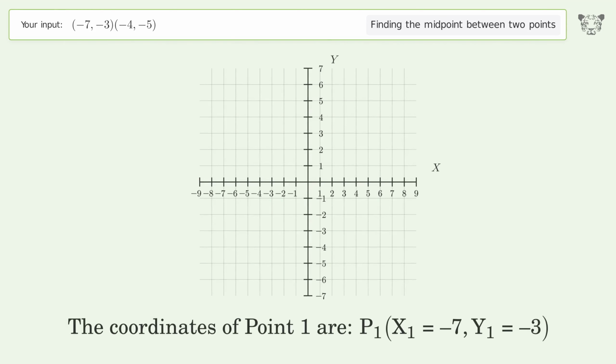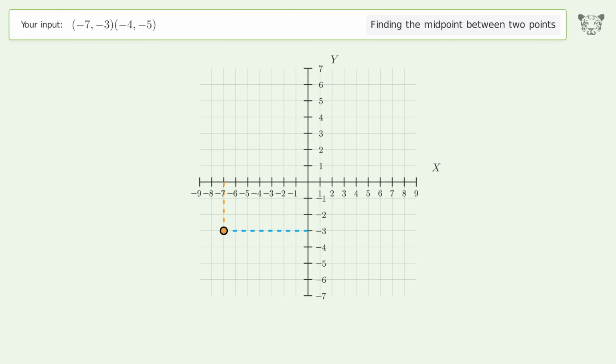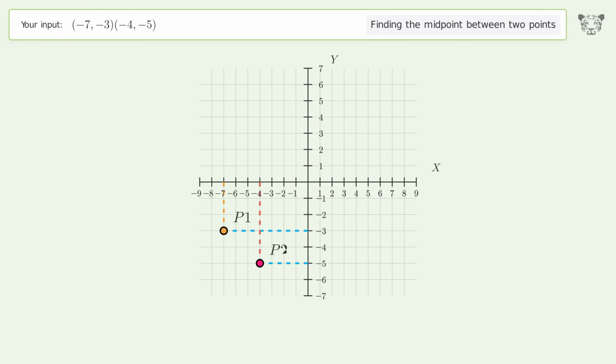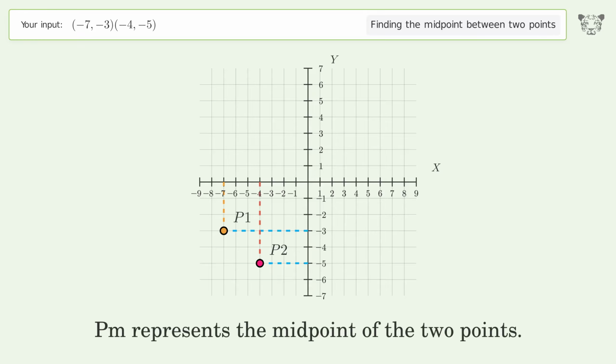The coordinates of point 1 are, x1 equals -7, y1 equals -3. The coordinates of point 2 are, x2 equals -4, y2 equals -5. PM represents the midpoint of the 2 points.